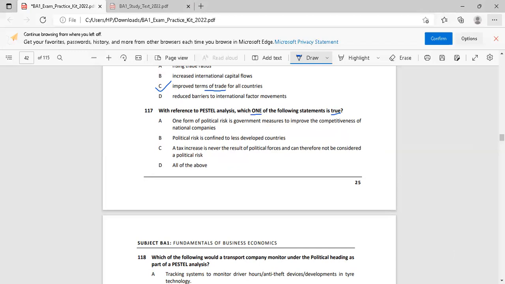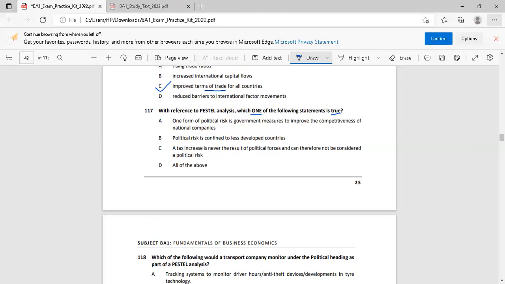A says one form of political risk is government measures to improve the competitiveness of national companies. B says political risk is confined to less developed countries. Nothing like that. Political risk is basically political instability, which can be found in developed and underdeveloped countries. A tax increase is never the result of political force? It is the result of political force. Whatever political party is ruling takes a decision about the tax norms, so saying it is never the result of political forces is wrong.